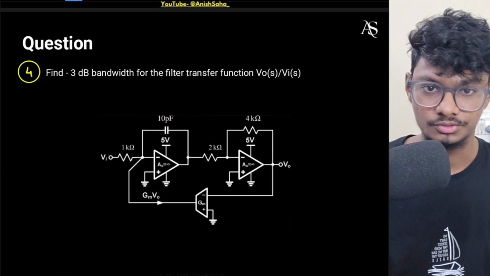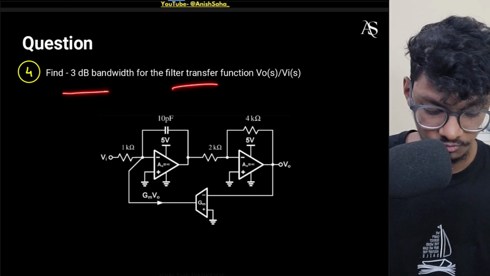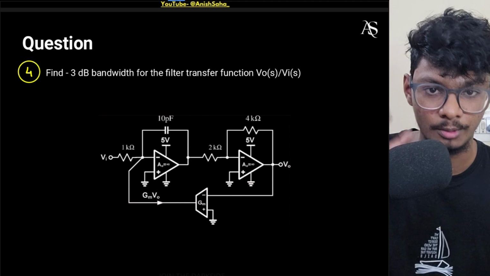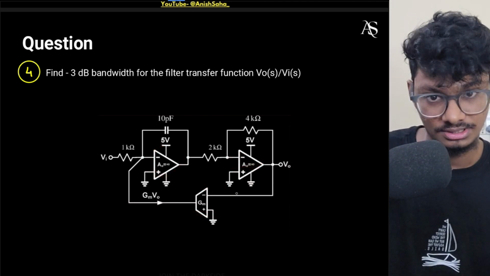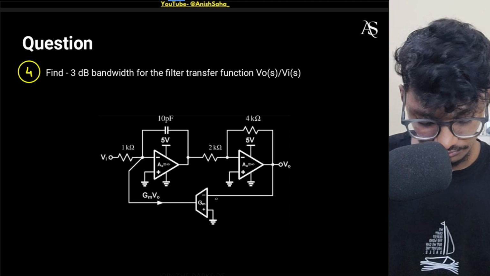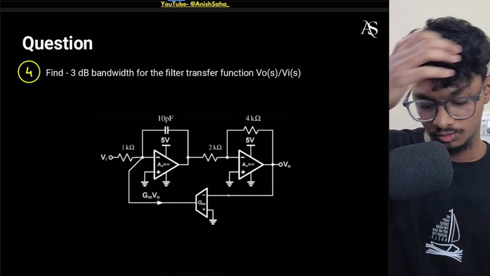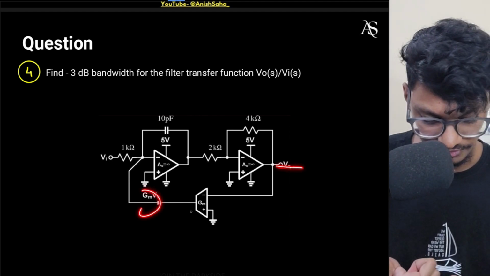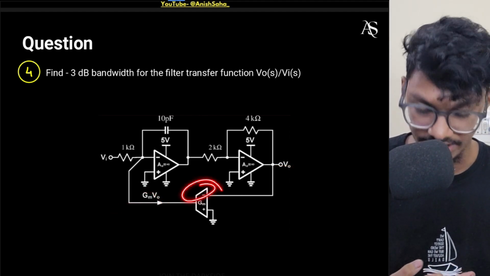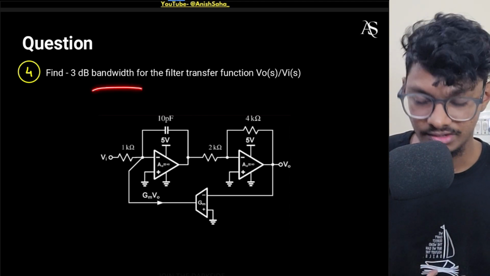So let's start this question. They have asked the 3 dB bandwidth for the filter transfer function VOS upon VIFS. So we have two op amps and a transconductance amplifier, right? So it converts voltage into current. Here it is shown that the current will be incoming here, GM V0, V0 times the GM, and it will be incoming because the negative sign is there, right? That's why incoming.